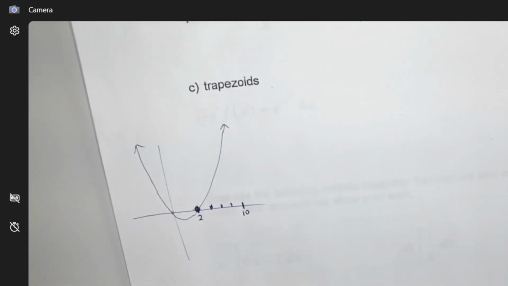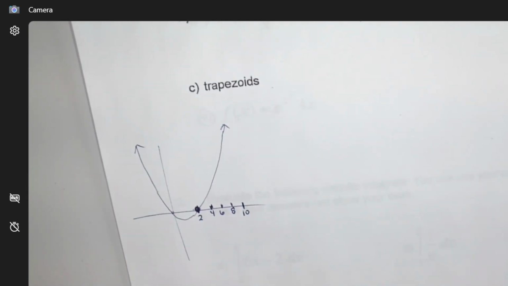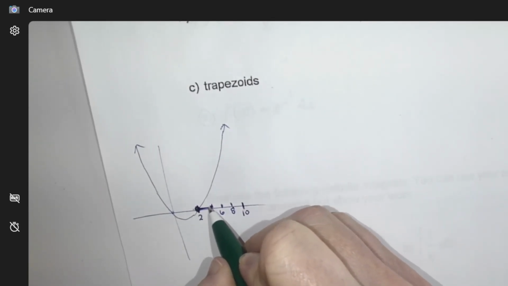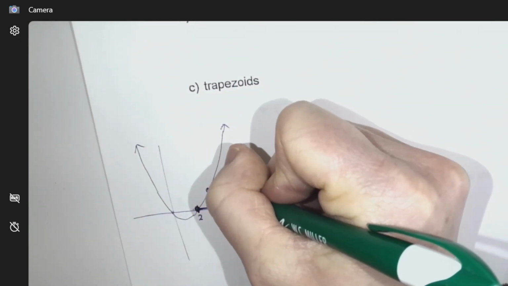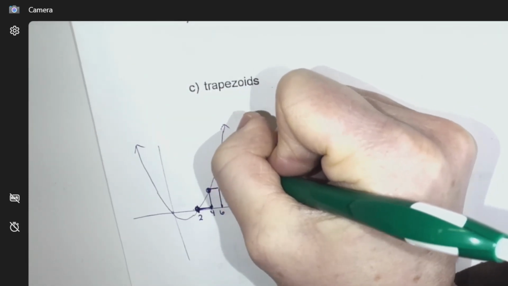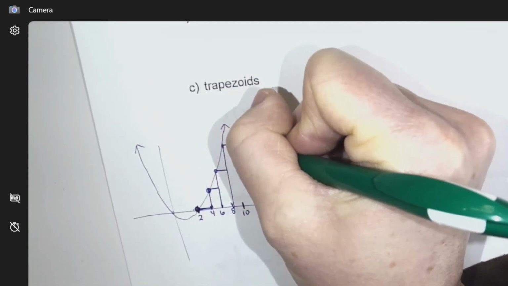So if I was to go from 2 to 10 with 4 sections, what would be my next markers? 4, 6, and 8. Okay, so the first one says rectangles from the left. So you need to go to 2 and draw a cross, which is just flat. You need to go to 4 and draw a cross from 4. Start at 6, go across from 6, and at 8, go across from 8.